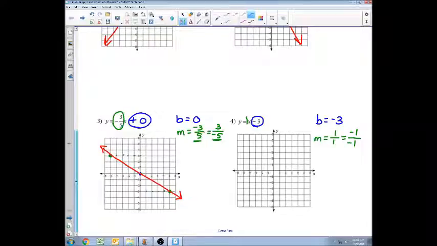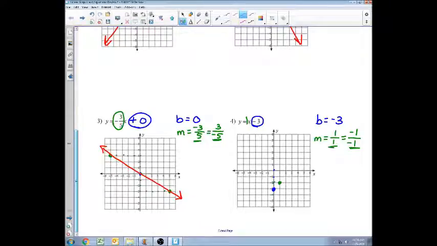Let's graph our y-intercept. Starting at 0, 0, I go down 3. There is my y-intercept. Looking at our first fraction, our rise is 1, so I go up 1. My run is positive 1, so I go right 1. There's my second point.